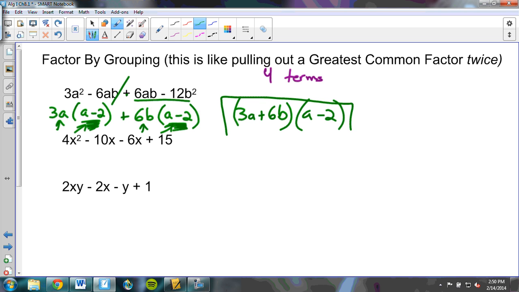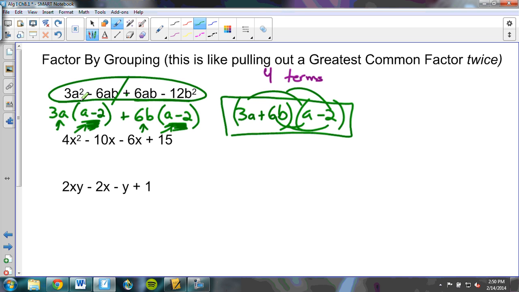And this is factored. If I wanted to check, I could FOIL this, and I would get what I started with. That's how you can always check your factors, but I'm not going to do that right now because that would be confusing. So, again, if you want to try it on your own, go ahead.